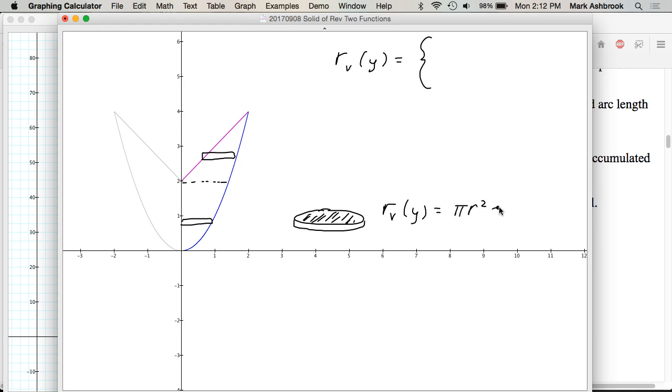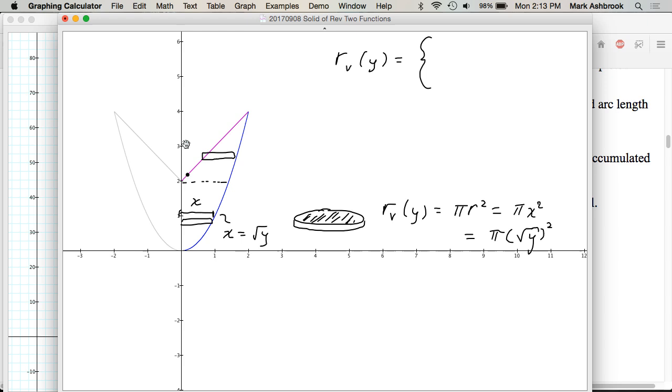And so what's r? Again, you should recognize that's the x-coordinate. That's just simply the x-coordinate. But we need it in terms of y because this function is in terms of y. So what is x in terms of y? Since y is x squared, x is square root of y. Okay, so that's our rate function for y values from 0 to 2.